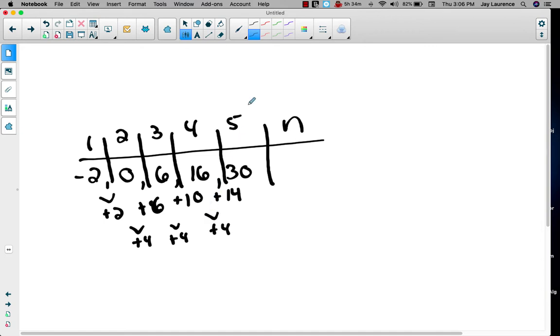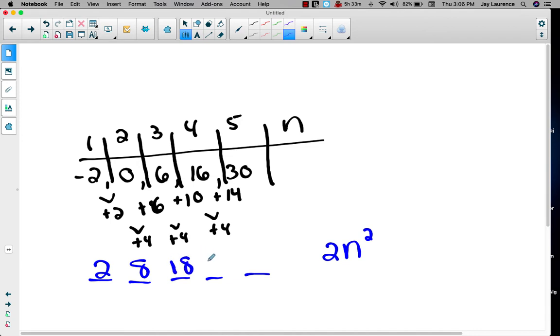So the second differences are the same, meaning this is a quadratic pattern, so it'll be some type of n squared. I need half of the second difference, which is 2. And then I need to fill out at least 3 of these. So if I put 1 in for n, I'll get 2. If I put 2 in for n, I'm going to get 8. If I put 3 in for n, I'm going to get 18.